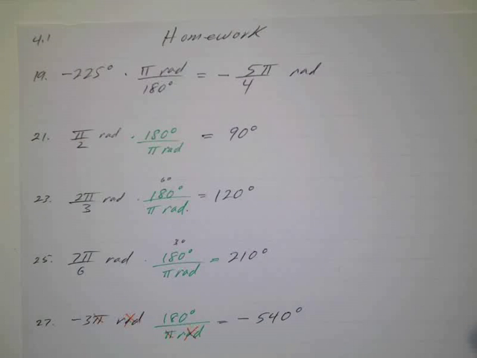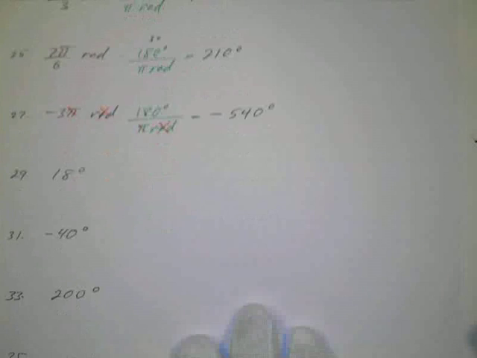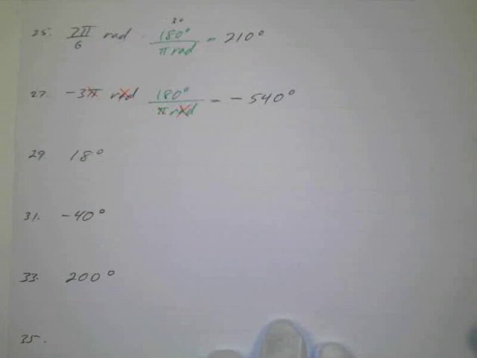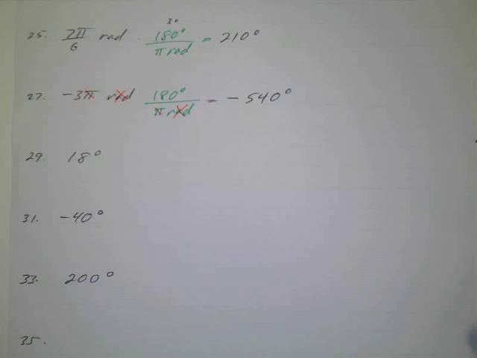Okay, some more problems from section 4.1. You'll need a calculator on some of these. And number 29, we want to convert it from degrees to radians, and they want you to round the answer to 2 decimal places, I believe.